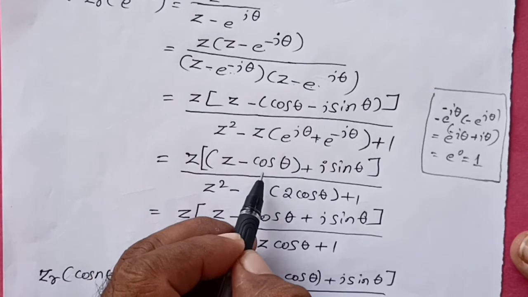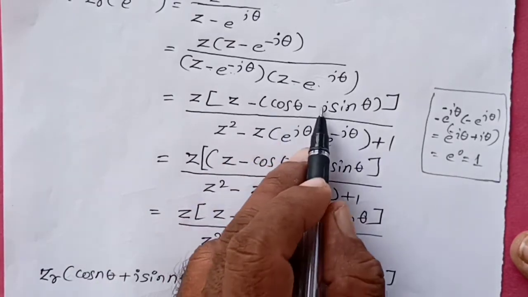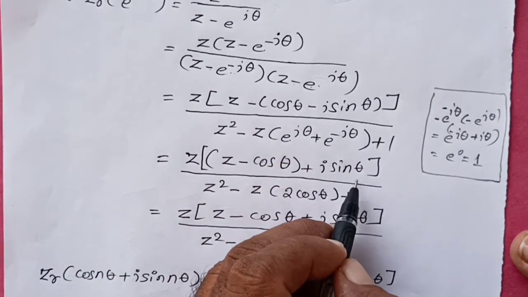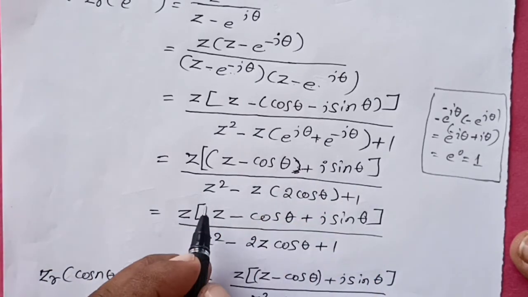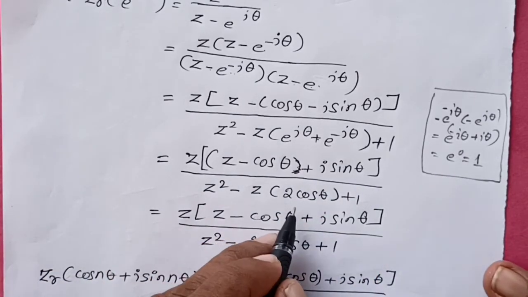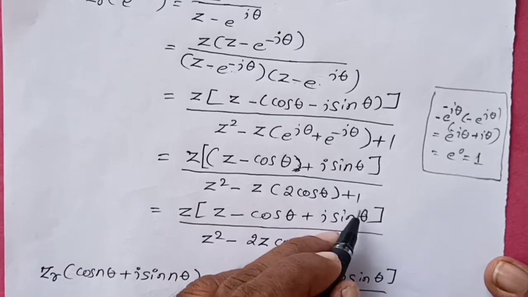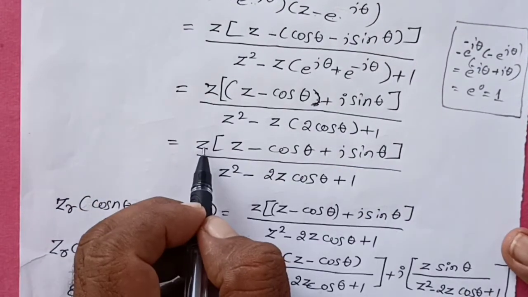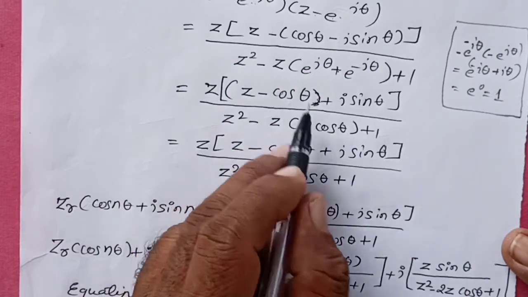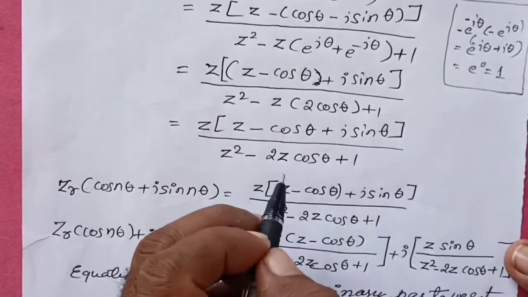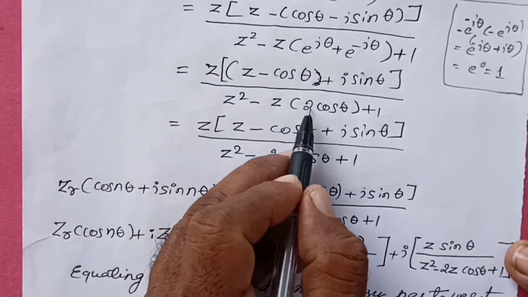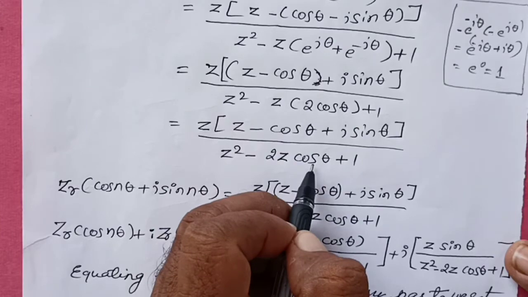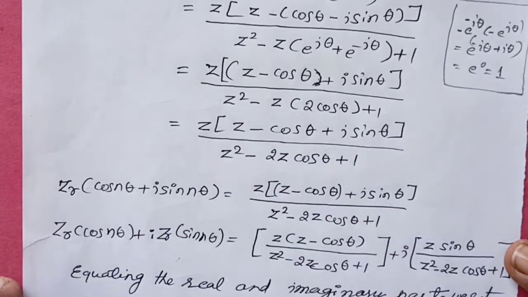So z minus cos theta, here minus into minus plus i sin theta, bracket open, cos theta plus i sin theta. Here no need to write the bracket. So divided by z square minus z 2 cos theta plus 1. Again z is common: z into z minus cos theta plus i sin theta divided by z square minus 2z cos theta plus 1 as it is.